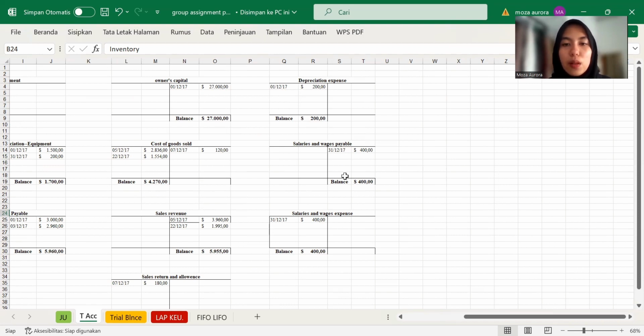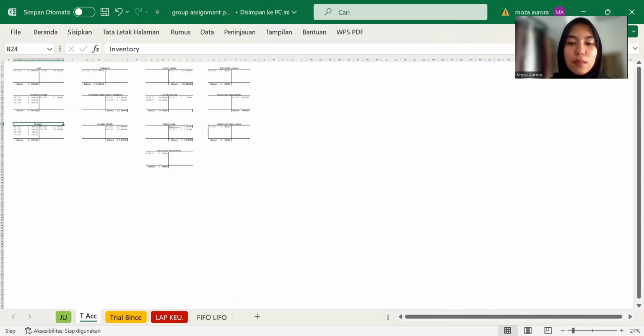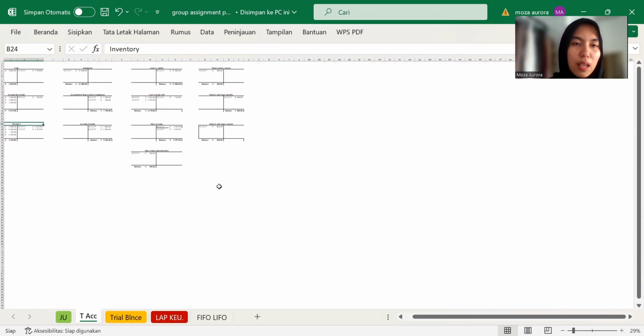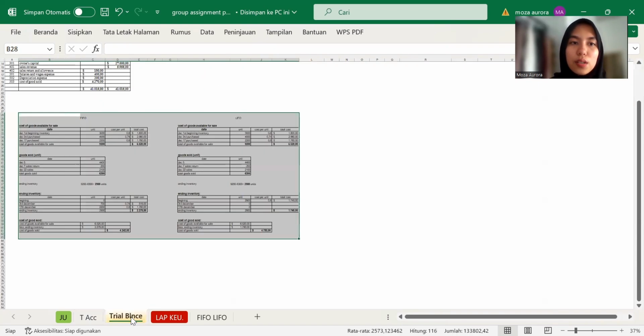Salaries and wages payable on the credit side, the balance of it is $400. And the last one is salaries and wages expense. It has the balance on the debit side of $400. Okay, I think that's all from me. And the next point will be explained by Raja. Tujana, time's yours.